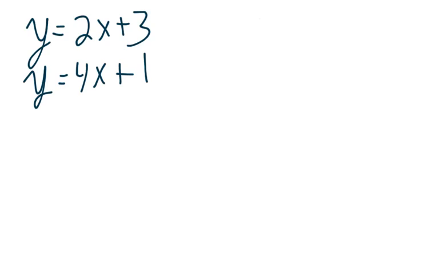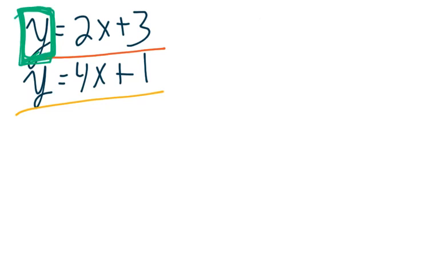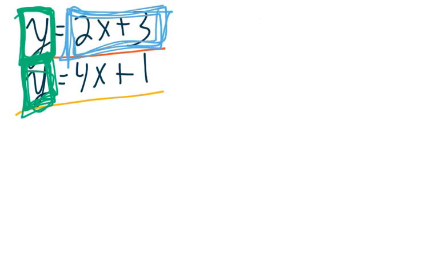It's the same idea here. We have y equals 2x plus 3, and y equals 4x plus 1. Since we are trying to find the solution, that is when the x and the y values are exactly the same. So this y here and this y here are exactly the same. They are equal. Since the y's are equal, that means anything that equals a y, so 2x plus 3, has to be equal to whatever else equals y, 4x plus 1.